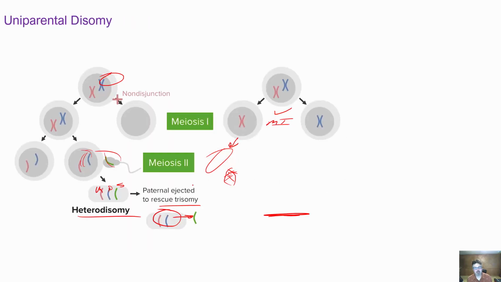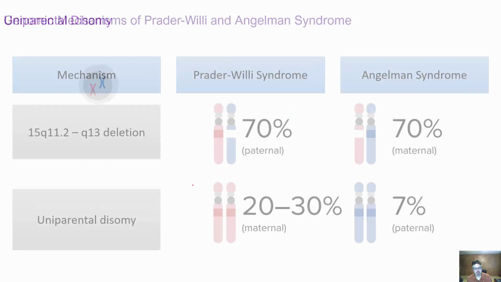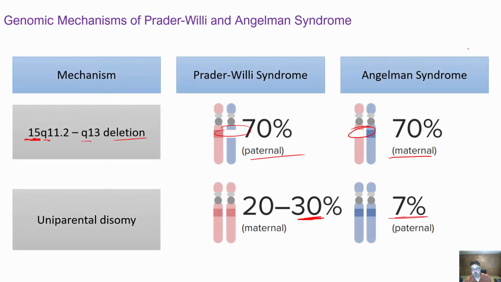So like I said earlier, disomy is not very common in Angelman syndrome. It's only 7%, but you do see it relatively frequently, relatively speaking, in Prader-Willi syndrome, where you get that uniparental disomy. 30% of your microdeletions will result from that, getting 2 copies of those chromosomes.